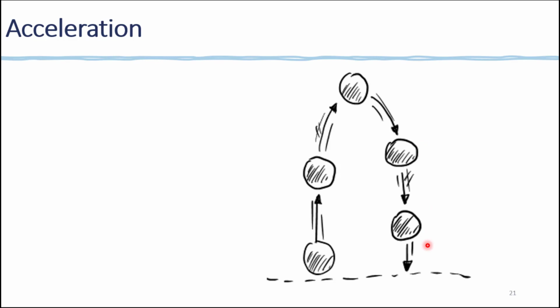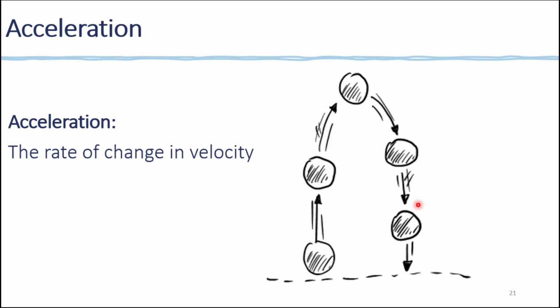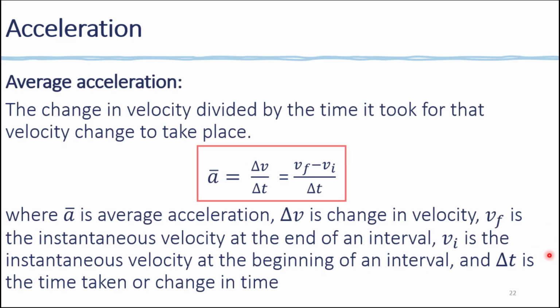Another way to describe how the ball slows down or speeds up would be to say that it decelerates on the way up and it accelerates on the way down. So mechanically speaking, acceleration is defined as the rate of change in velocity. And because velocity is a vector, acceleration is also a vector with a number and a direction associated with it. So when an object speeds up, slows down, starts, stops, or changes directions, it is accelerating.